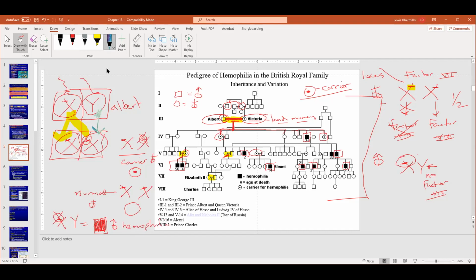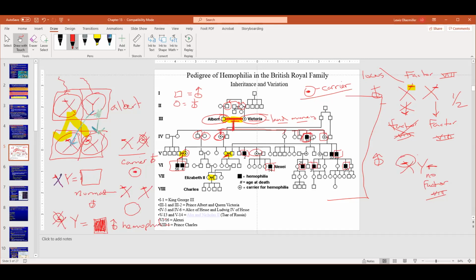And then we could say, okay, well, what if this sperm fertilized this egg? Well, then we would get a normal X from Victoria and a normal Y from Albert. And so this would be a normal male, and we would just draw that as a regular box. So this is a normal male, this is a normal female, this is a carrier female. This is a male with hemophilia.